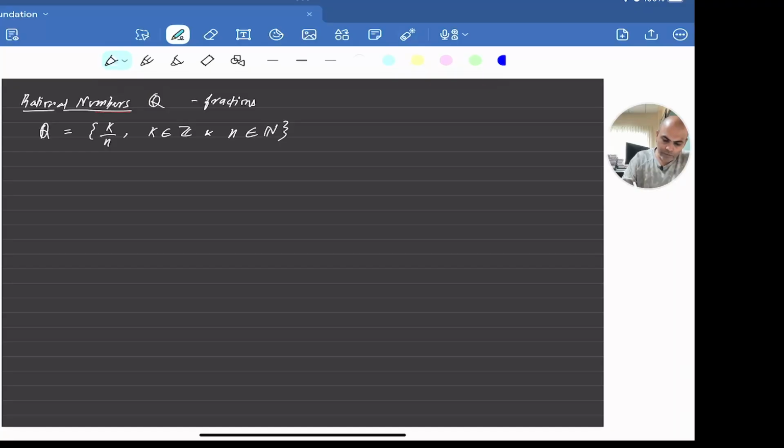So as we can see that N is a natural number, it cannot take the value 0, because we know that division by 0 is not defined. So some of the examples are numbers such as 2 over 3 or -7 over 5. These are all examples of rational numbers.